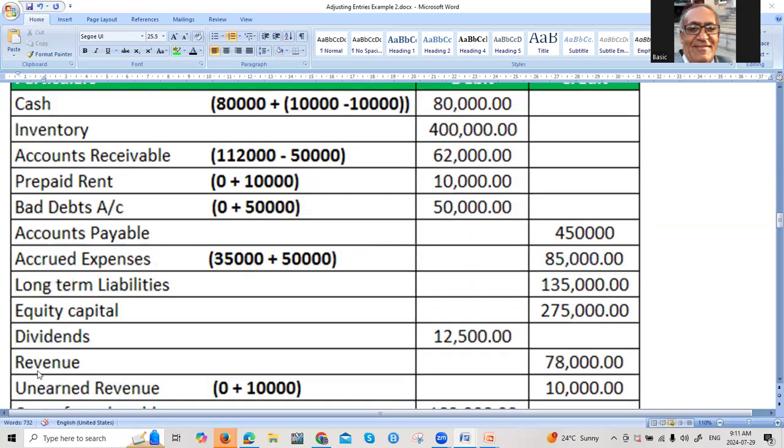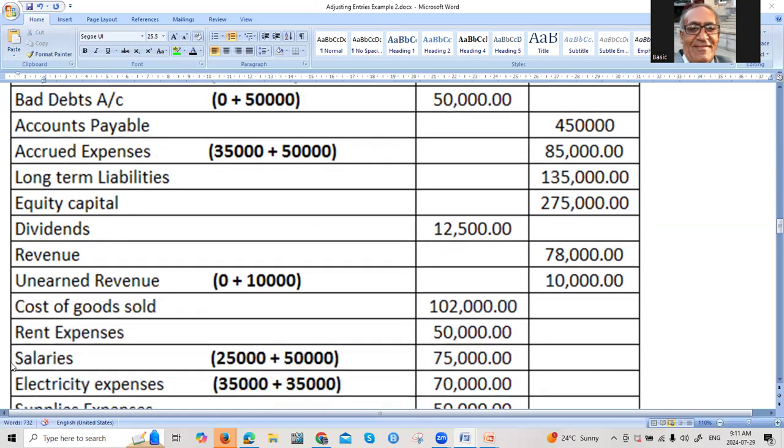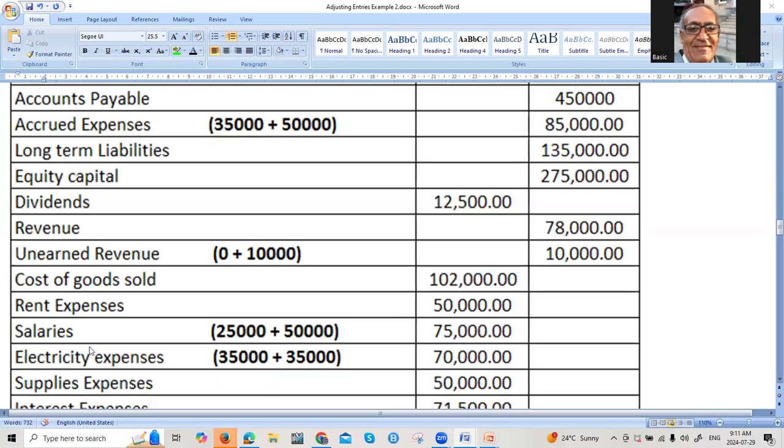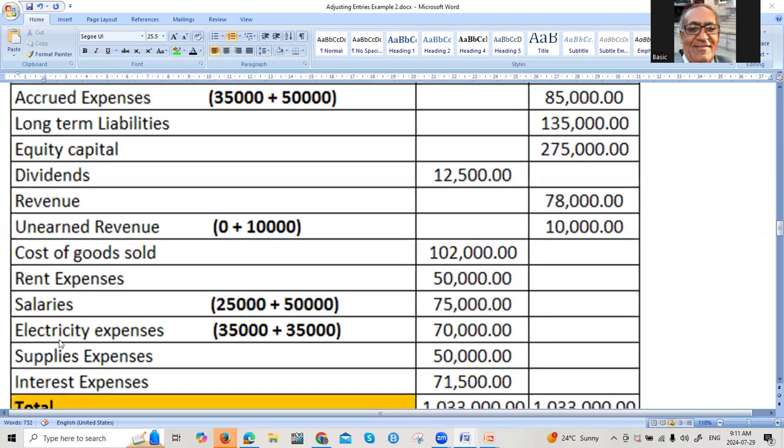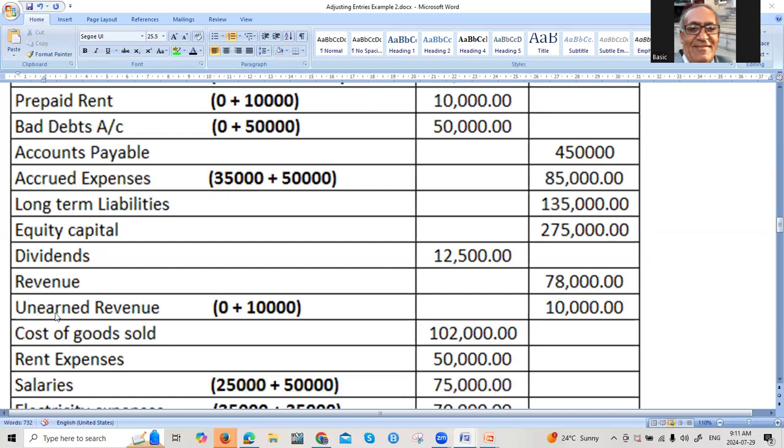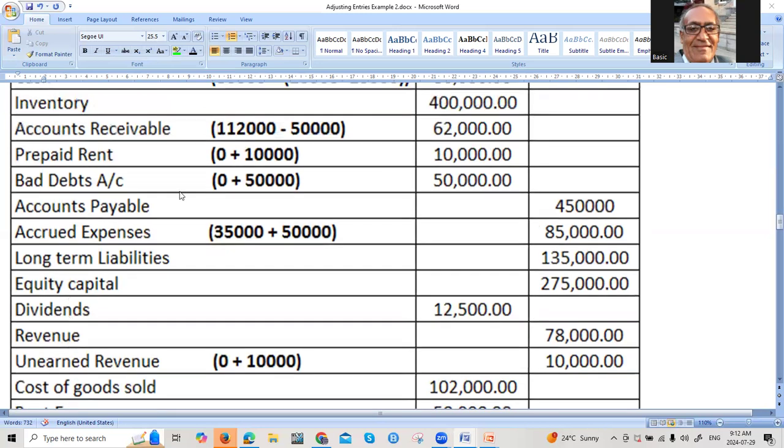Look at this here now. Let's go down. Rent expenses, 50,000 as it is. But we made a prepaid rent, like you see here. Here it is: prepaid rent, 10,000. Okay, guys, so don't mix the rent and prepaid rents.